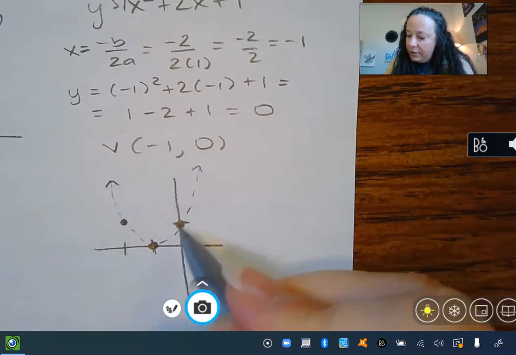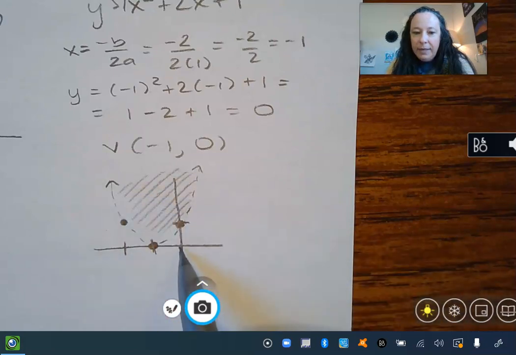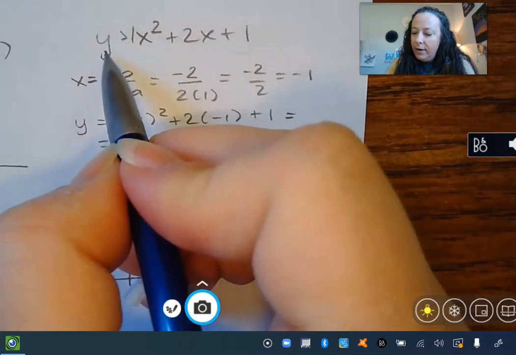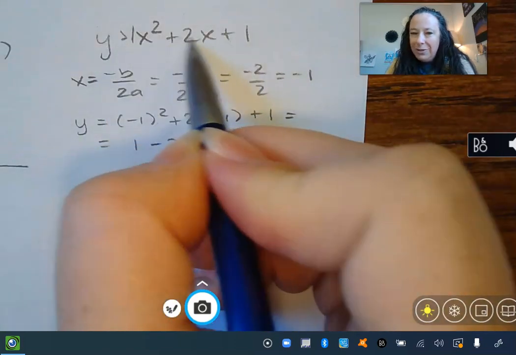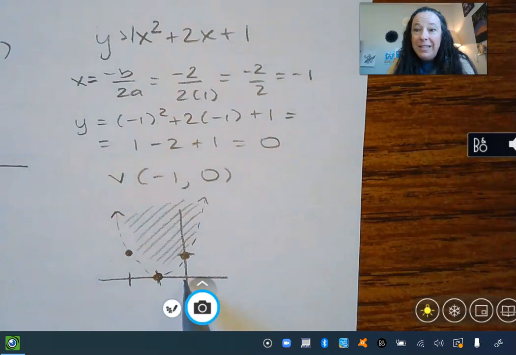And it's a greater than, so I'm going to shade above. Now, testing the points, I like to pick the point 0, 0. If I go right here, is 0 greater than 1? Because those will go away. Is 0 greater than 1? No. So wherever 0, 0 is shouldn't be shaded, and it's not, so I'm good to go.